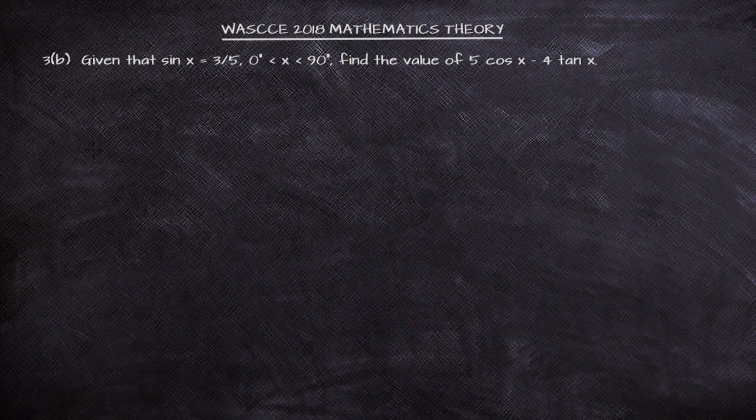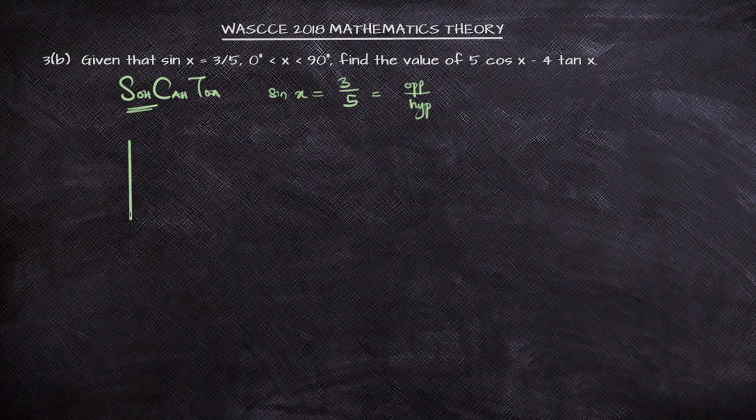Now here we have a trigonometric question. We are given that sine x is 3 over 5 and x is an acute angle between 0 and 90. So we have to find 5 cos x minus 4 tan x. If you remember our SOHCAHTOA, here sine x is 3 over 5, and that corresponds to opposite over hypotenuse. That means our opposite is 3, our hypotenuse is 5.